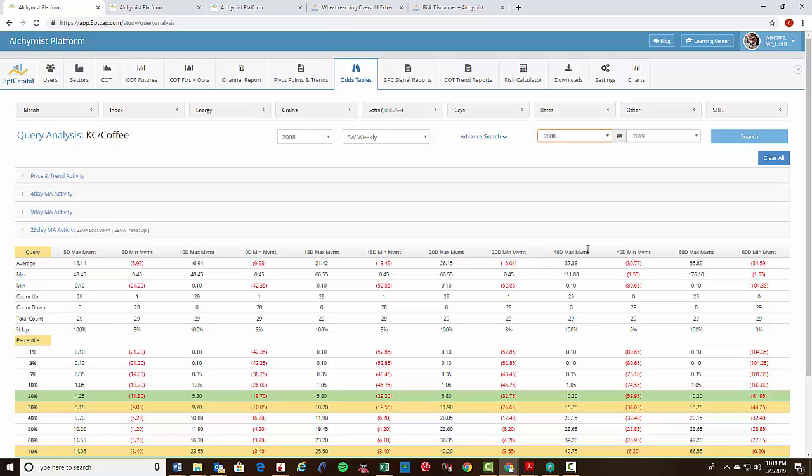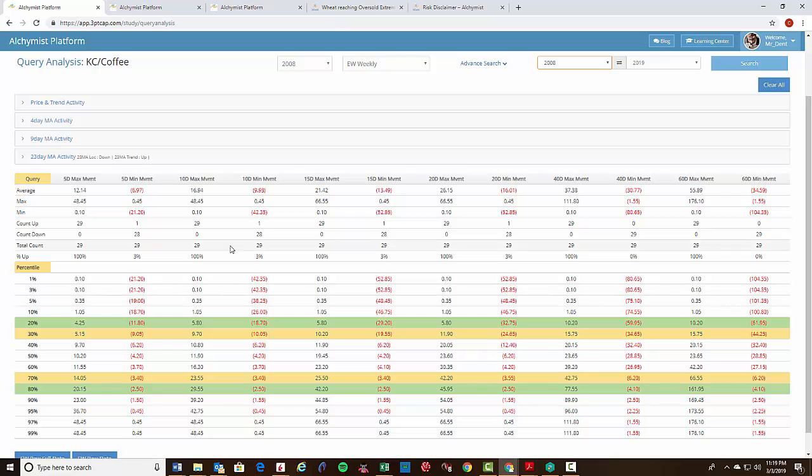Now, what we want to point out here is, let's look at the results. Since 2008, we've had 29 such instances on a weekly basis. Over the ensuing 5 weeks, what we see is in 70% of cases, 5 weeks forward, price is over 5 cents higher from the closing point, and it's only 3 cents lower. So we have a situation here where this is 5-3 bull to bear odds.